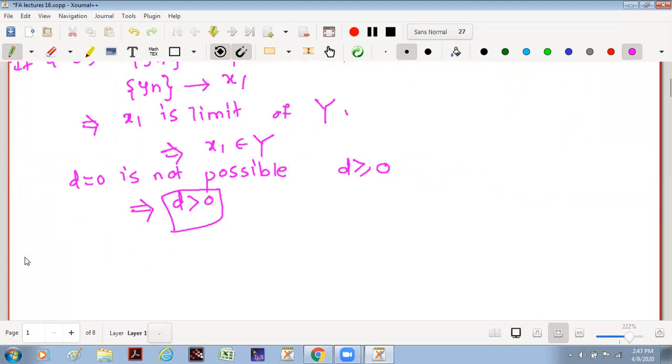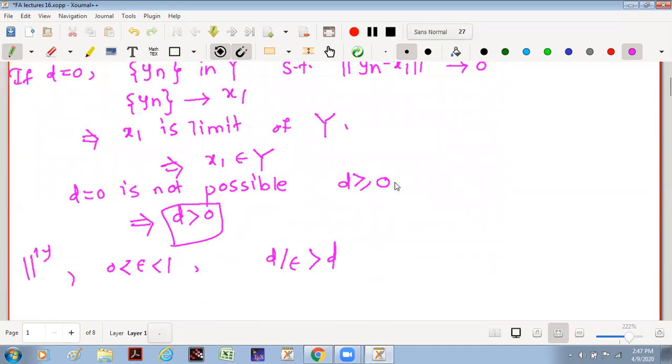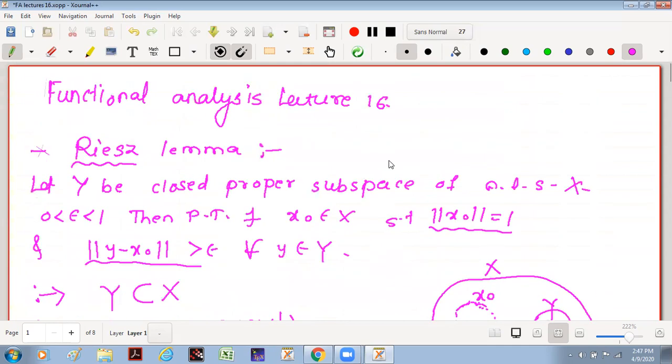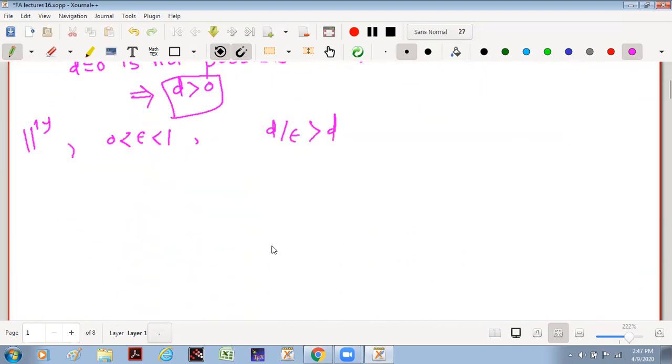Okay, similarly, as the epsilon value lies between 0 and 1, may I say d by epsilon is greater than d? d by epsilon is greater than d. Now our aim is to construct a unit vector as in the proof. Our aim is to construct a unit vector.